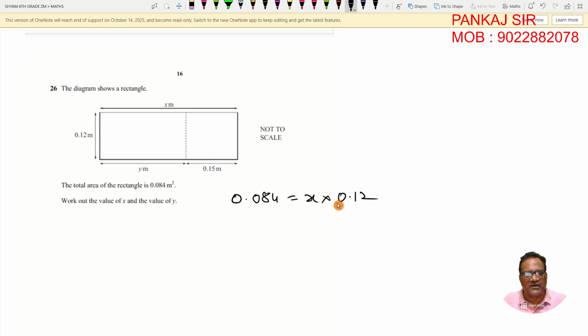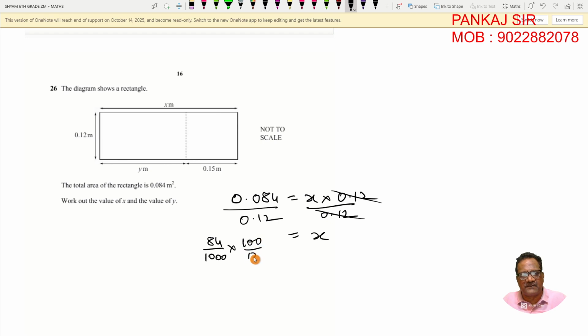From this, you know what I'll do? Both the sides I will divide by 0.12. So what I'll get is this and this get cut. So x will be equal to 0.084. I can write that as 84 upon 1000. And into this, 0.12 can be written as 12 upon 100. So it will become 100 upon 12. Right? This 20 cuts, this 20 cuts. 12 into 7 is 84. So 7 upon 10 is 0.7. So I get x equal to 0.7.